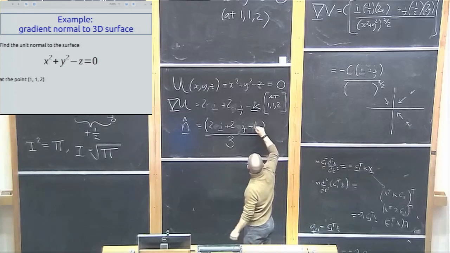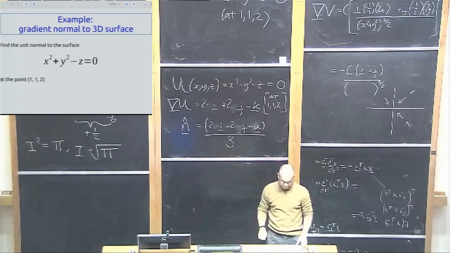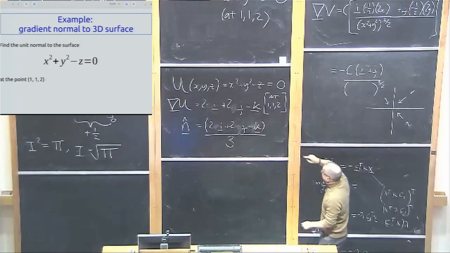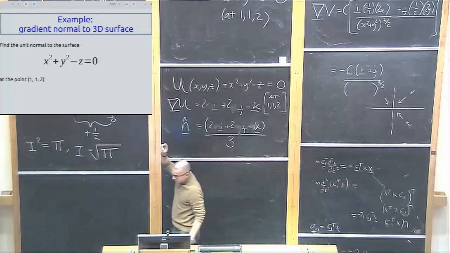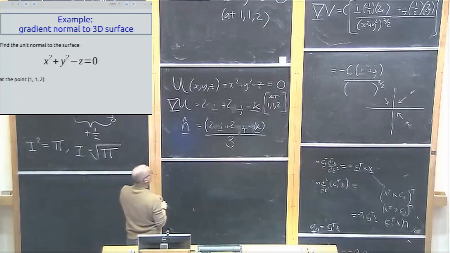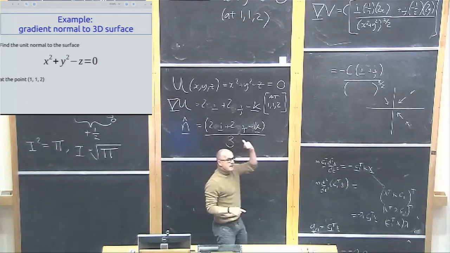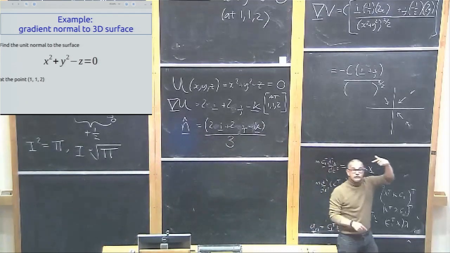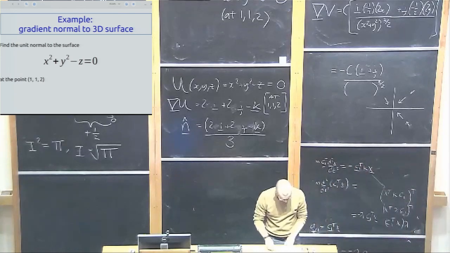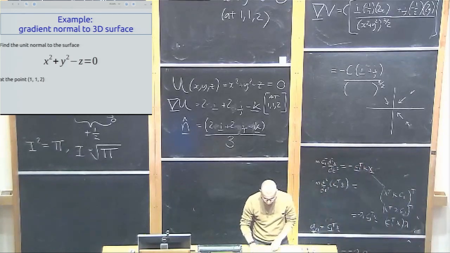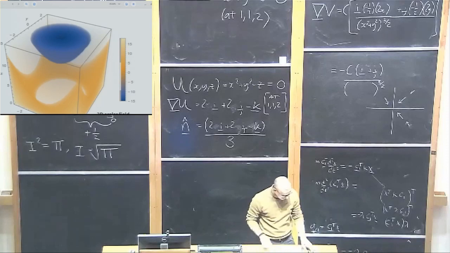The minus k is there, isn't it? Right. So this is a unit normal to this equipotential surface at the point 1, 1, 2. And of course, remember that the negative of this vector is also a unit normal to this equipotential surface. Okay, so let's have a look. Let's try and visualize what this actually means.